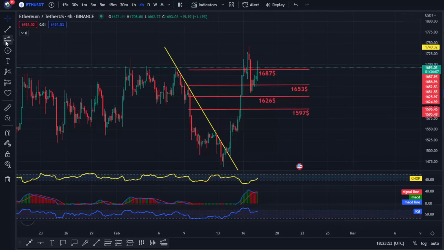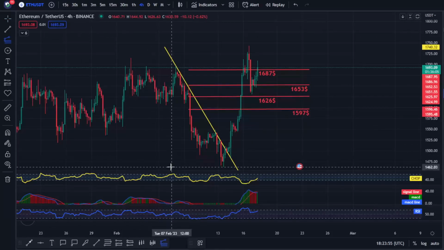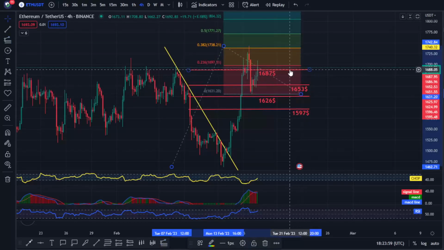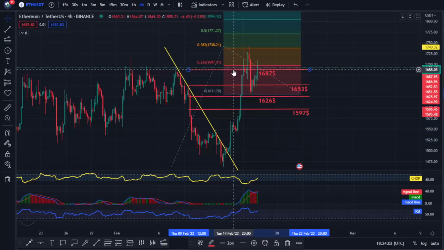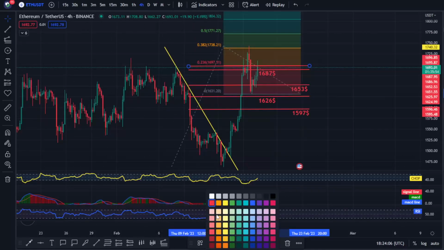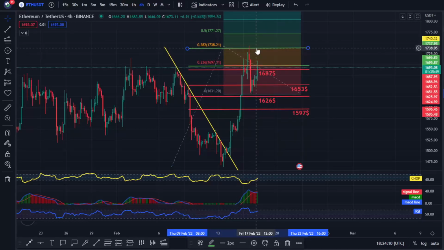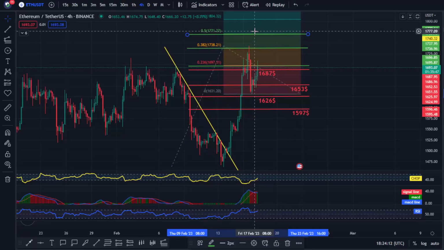Looking the other way, we can also mark the places where the price should encounter resistance on the way to increases. And here we have the first resistance at $1,696, the next resistance at $1,737, then the third resistance at $1,770, and the fourth at $1,804.